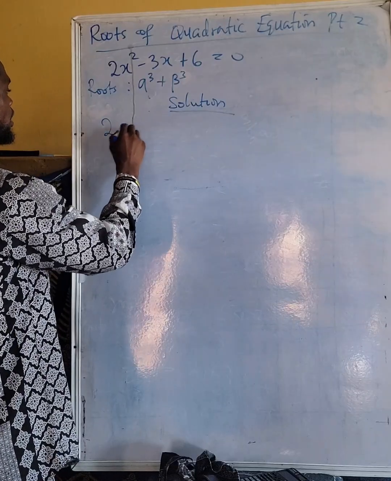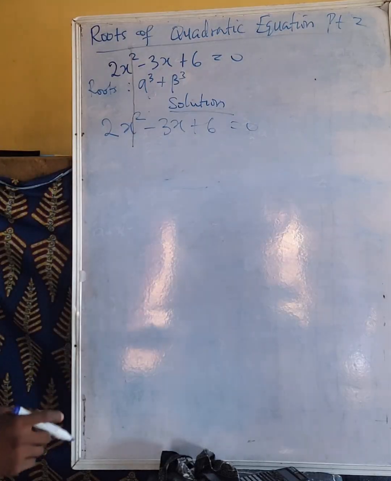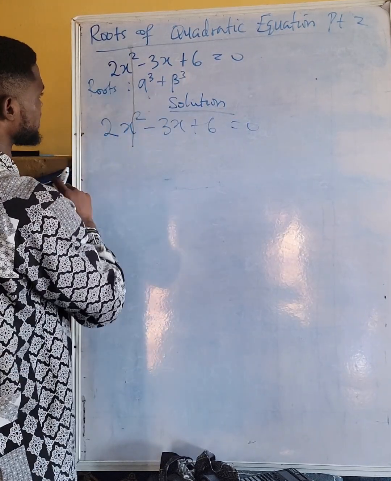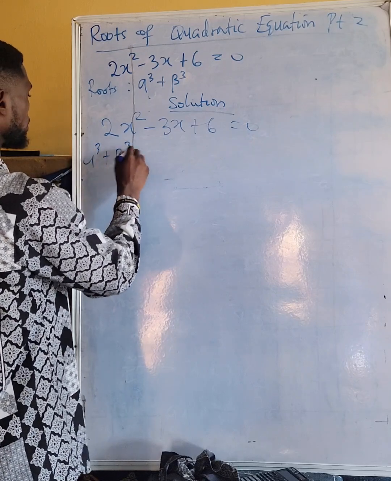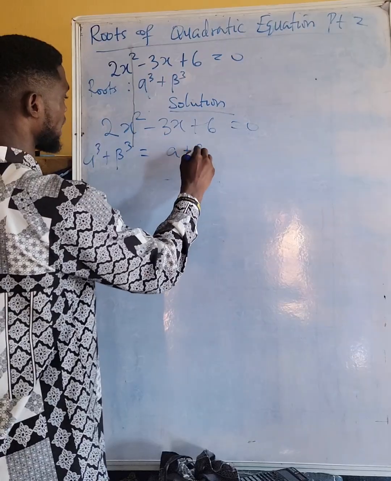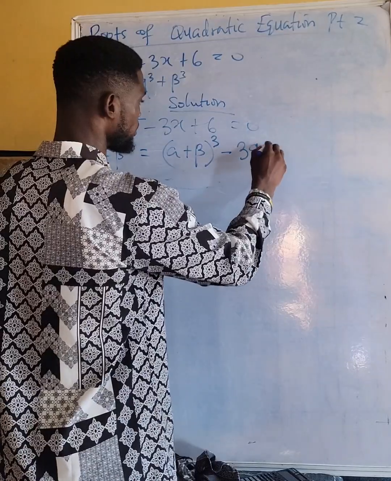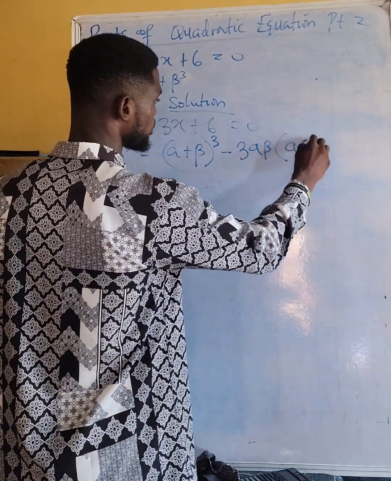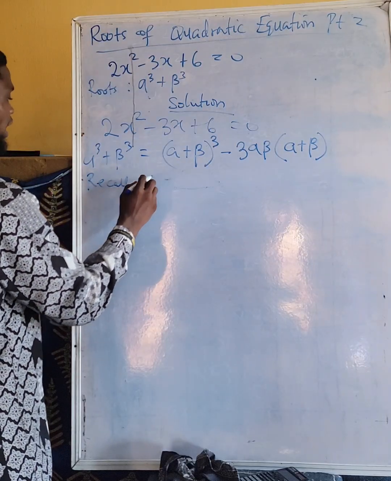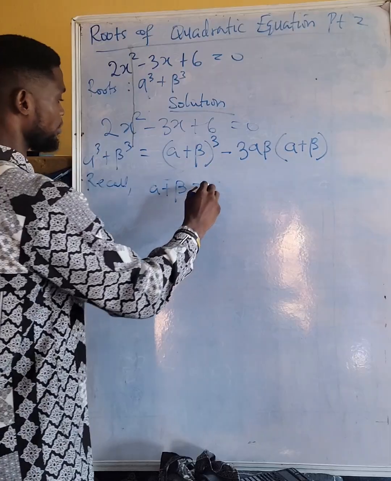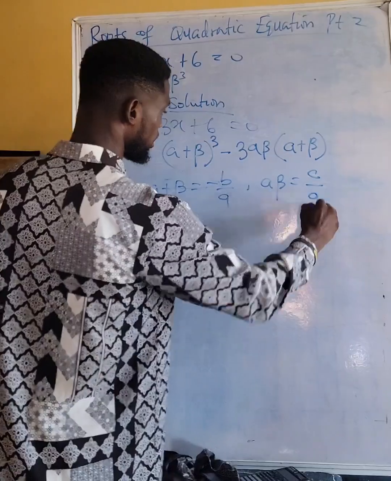We have 2x square minus 3x plus 6 is equal to 0. So the roots are this. From symmetric law, alpha cube plus beta cube will be equal to alpha plus beta in cube minus 3 alpha beta bracket open alpha plus beta bracket close. Recall that alpha plus beta is minus b over a, and alpha beta is c over a.